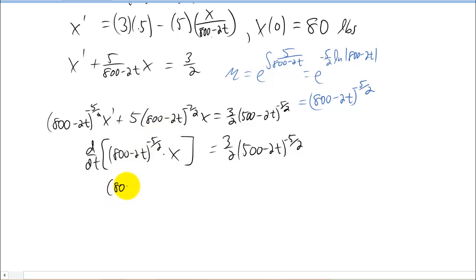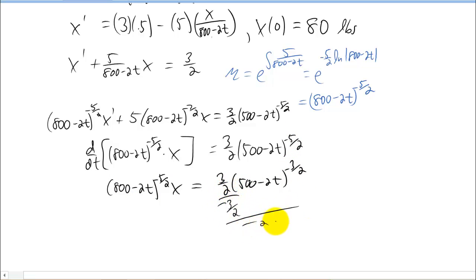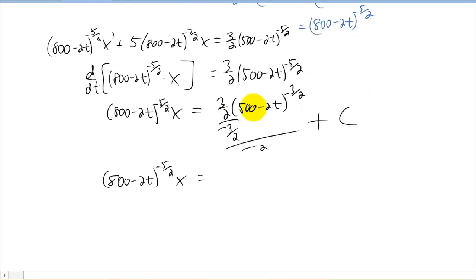But we're going to go ahead and integrate both sides of the equation. Integrating, we're going to add 1 to this power. We're going to divide through by that power. Substitution is going to give us another factor of 2 in the denominator. Combine all of these fractions together and you're just going to end up with the factor of 1/2 out in front. To get x by itself, we're going to multiply through by that term to the 5/2 power.